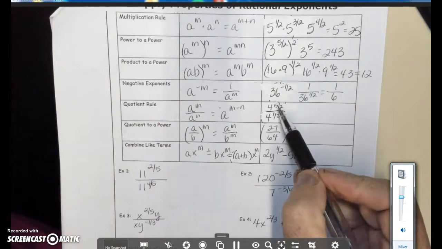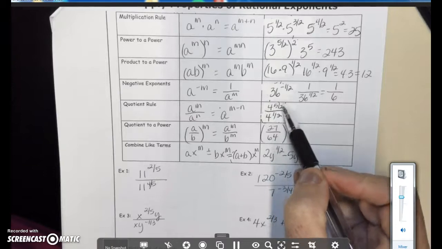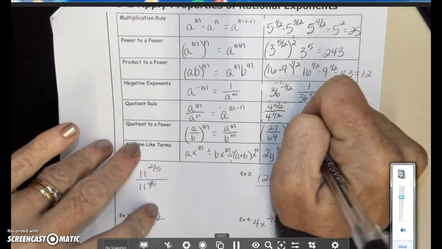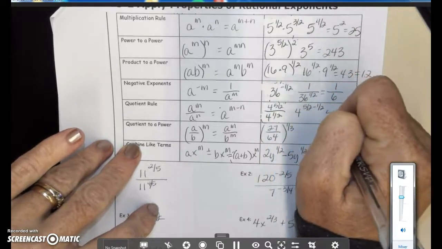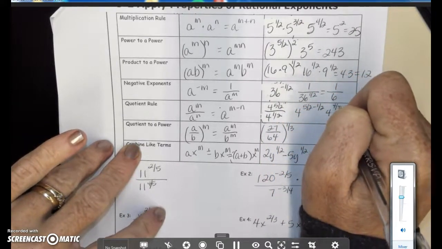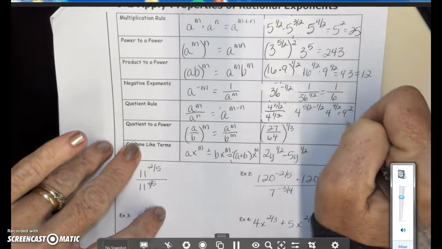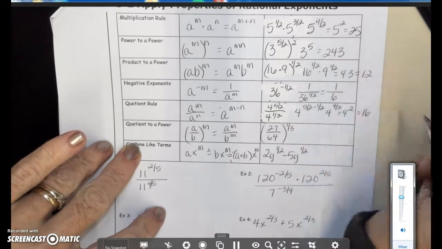When we are dividing exponents, same base with exponents, we subtract those exponents. So this would give us 4 to the 5/2 minus 1/2, which is 4 to the 4/2, which is 4 squared, which gives us an answer of 16.